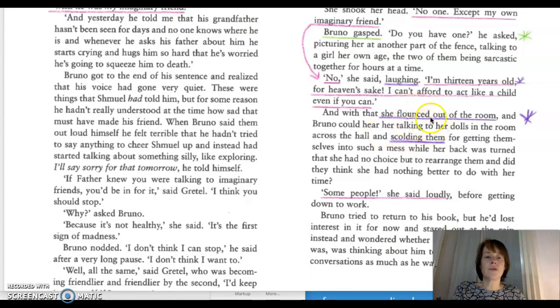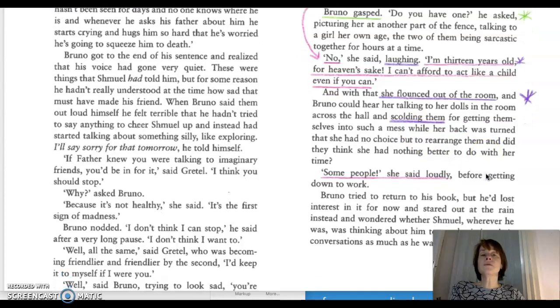Here's a wonderful one, flounced out of the room. Flounced is a very kind of snobby, kind of arrogant walk. She thinks that she's really something special. She flounced out of the room, so that's why it's definitely an action. And again, it supports everything that we've said about her in this chapter. And so you can see what I've highlighted here.